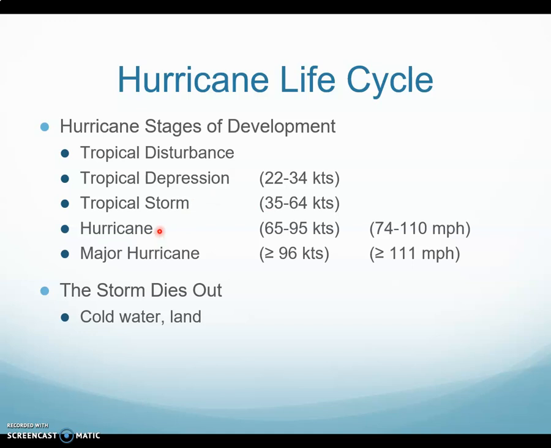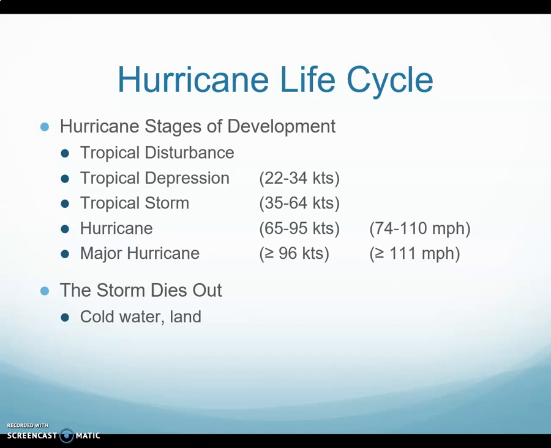Once the wind speeds reach 65 knots or 74 miles an hour, it becomes a hurricane. This is the stage where you start seeing that very ideal hurricane. And a major hurricane would be category 3 or higher, 96 knots or 111 miles an hour or higher. At any of these stages, the storm can start dying out if it reaches cold water or land. In other words, you cut out the fuel, the hot water.